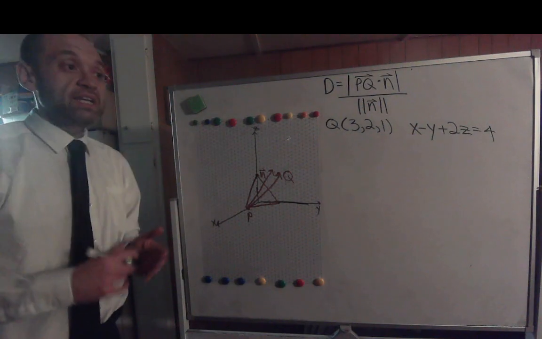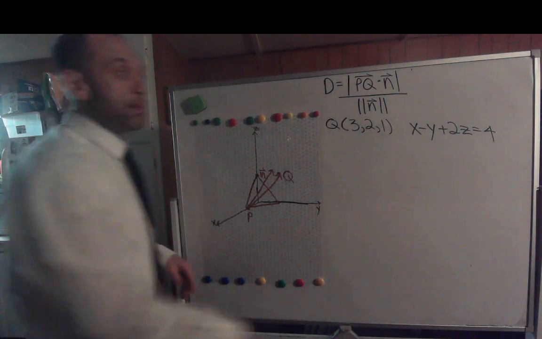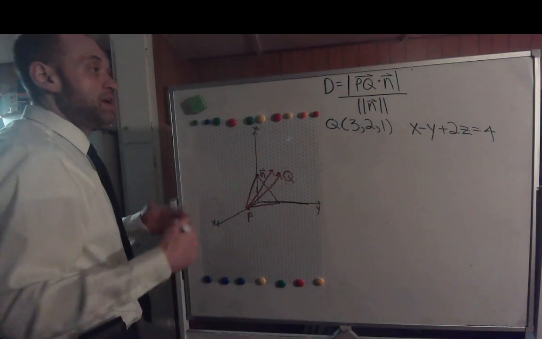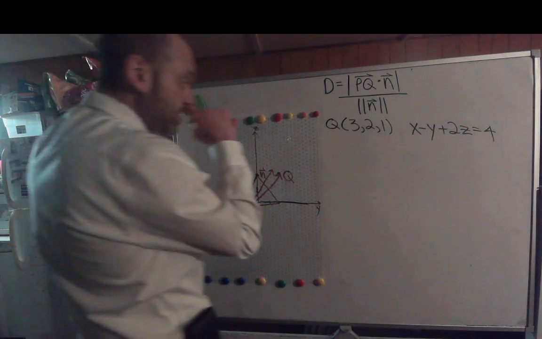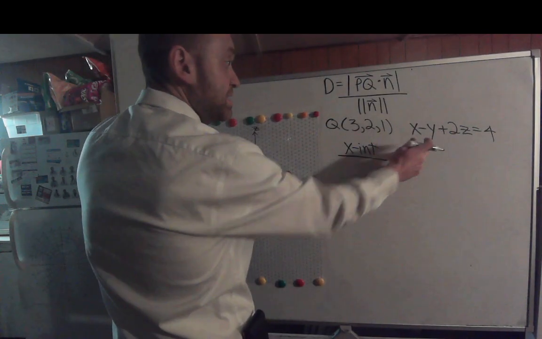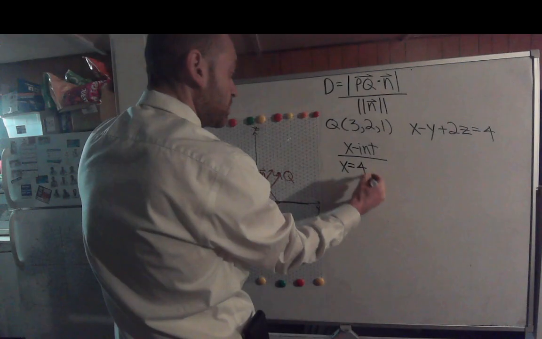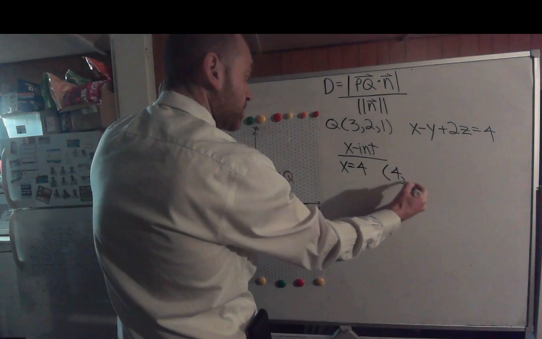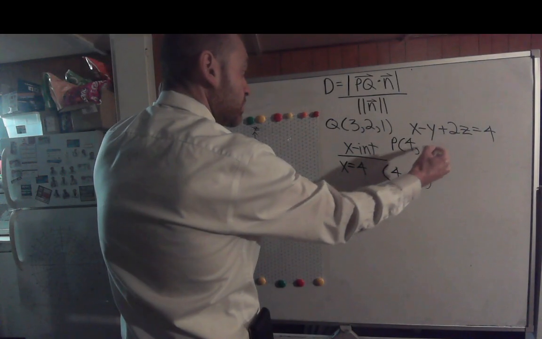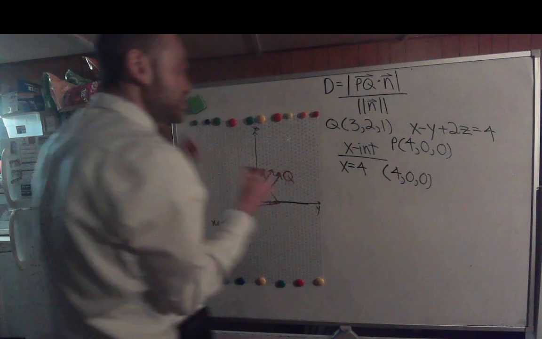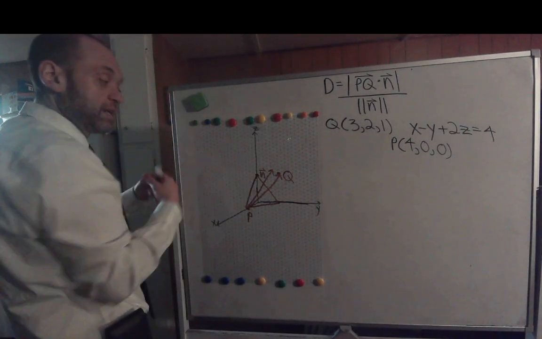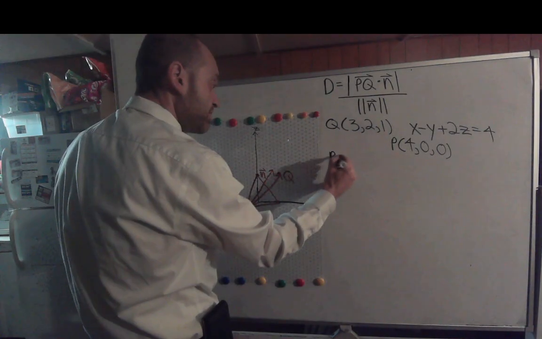Well, again, we need to find a point P which is on the plane. I'm always going to recommend the x-intercept. It really doesn't matter what intercept you pick. It's just, I personally recommend the x-intercept. So, to find the x-intercept, once again, set both y and z equal to 0. You just get x equals 4, which would give you 4, 0, 0. So that means we found a point P on the plane to be 4, 0, 0. Alright, so there's our intercept. There's our point P. Now that we have a point P on the plane, we can find a vector PQ.